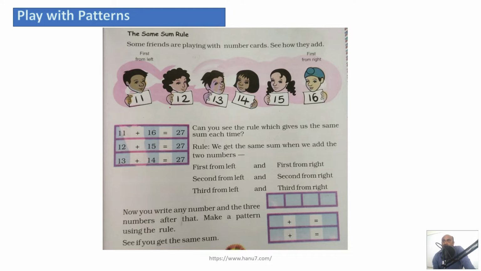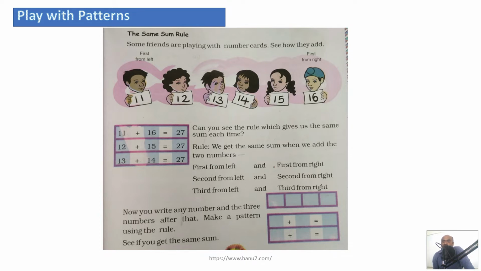Next, 12 plus 15: the second person's number and the last but one person's number. 12 plus 15 is equal to 27, and left out are only these two: 13 plus 14 is equal to 27. Can you see how the rule gives the same sum each time?